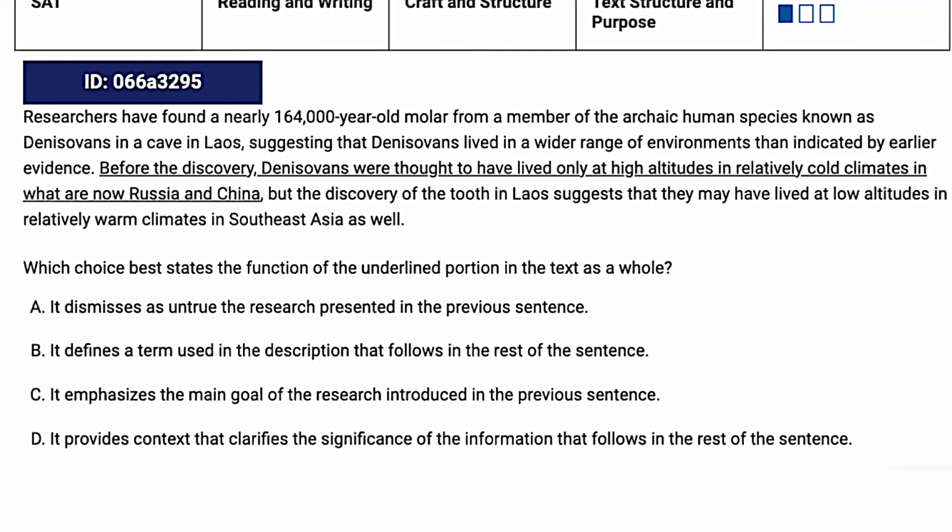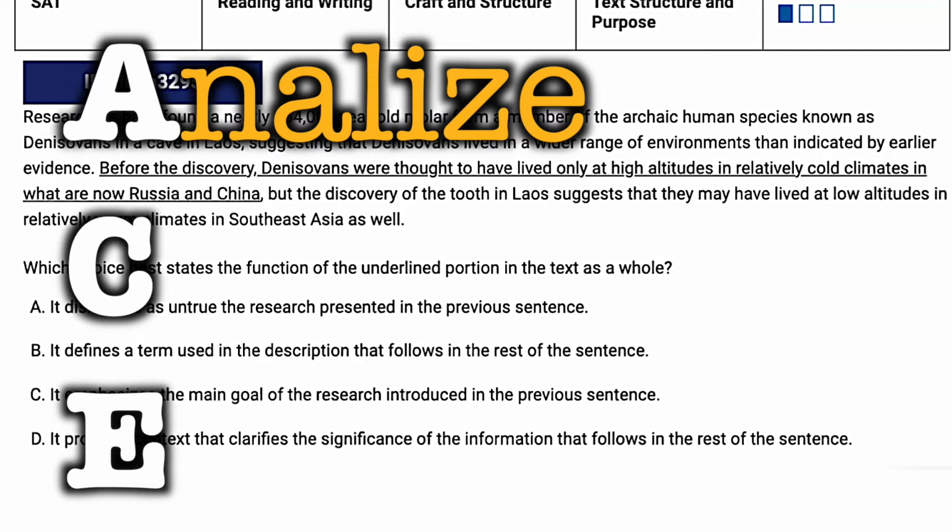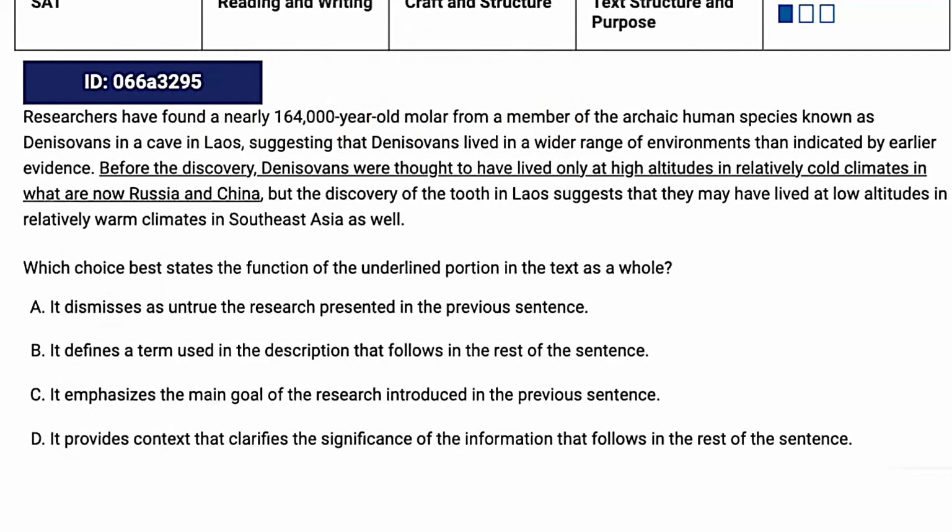And these steps are going to look a little bit different depending on if you're dealing with function of the underlined portion versus structure of the overall text. Let's start with those underlined questions. A stands for analyze. So since the A is to analyze the passage, we are actually going to read the whole passage, and we're going to slow down a bit for the underlined portion.